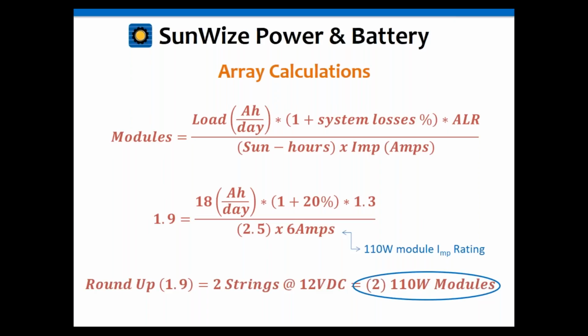And we're going to use a 110 watt module, which has an IMP of about 6 amps. So if you do all those calculations, you come up with about 1.9 strings. Now, you can't get 0.9 of a module, so you always need to round up. I want to highlight that it's very important, even if it's only 1.2 modules that it comes up with, you always need to round up, because if you round down, you've made your system too small.